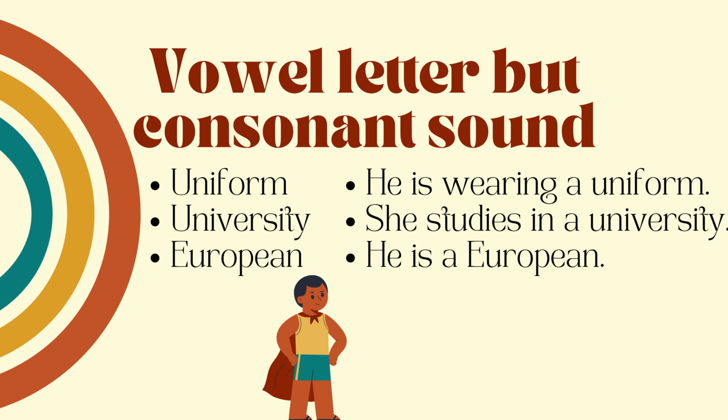Similarly, university, the first sound is Y and not U, or it's not A or O, which is not a vowel sound. That's the reason we will write a before it. So European, when you say European also, the first sound that you hear is Y. So don't be fooled by the letters, but listen to the sound. So here in these cases, he is wearing a uniform, she studies in a university, he is a European. So that is an easy trick to follow. Okay?